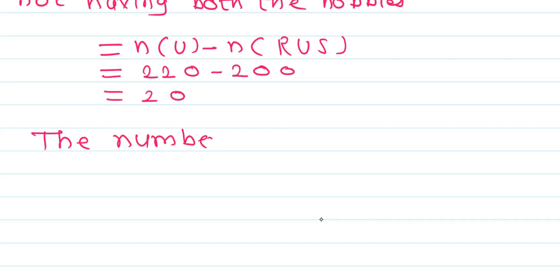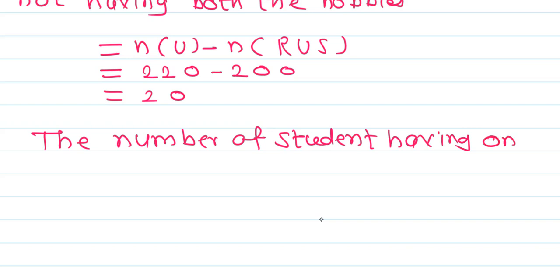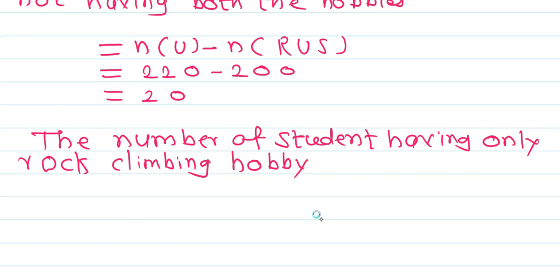The number of students having only a rock climbing hobby is equal to N of R minus N of R intersection S.